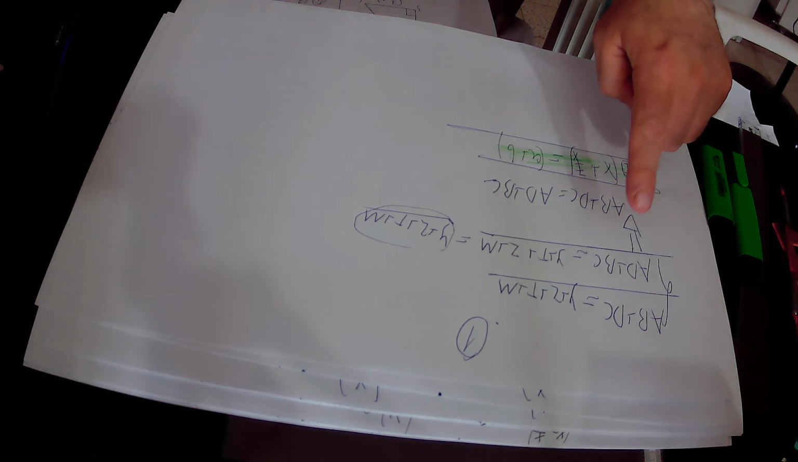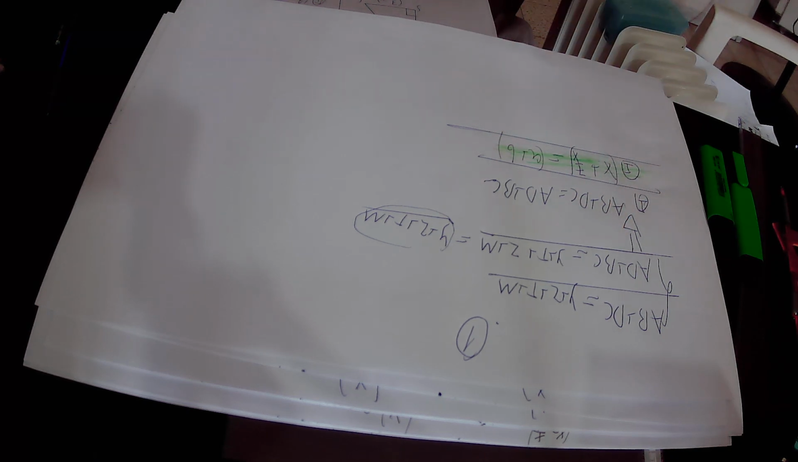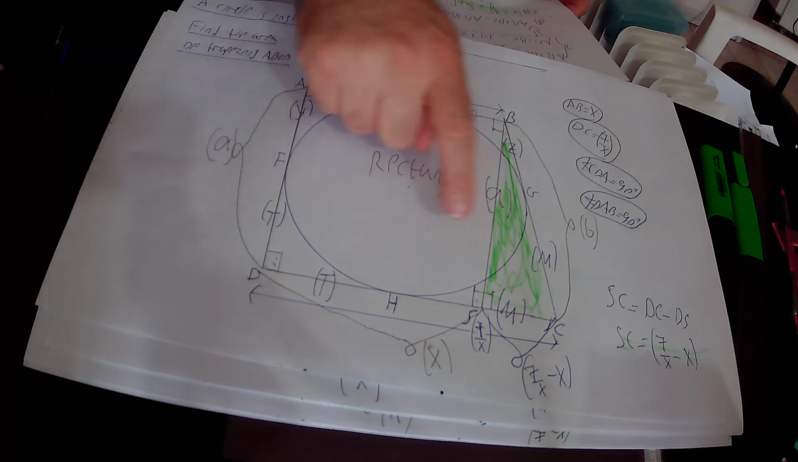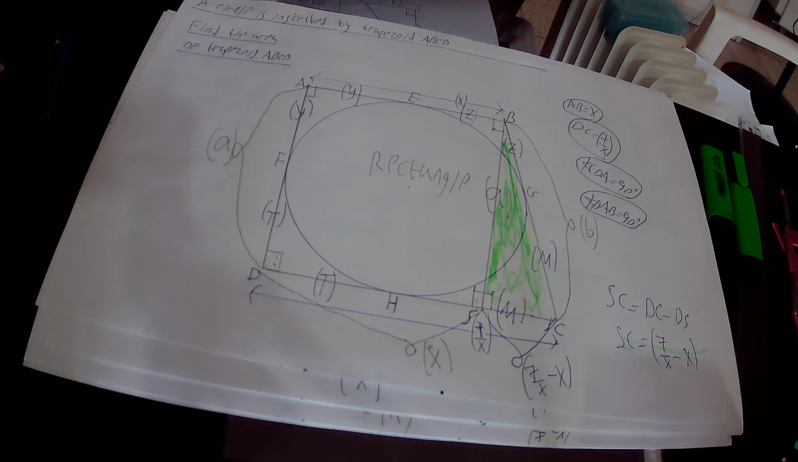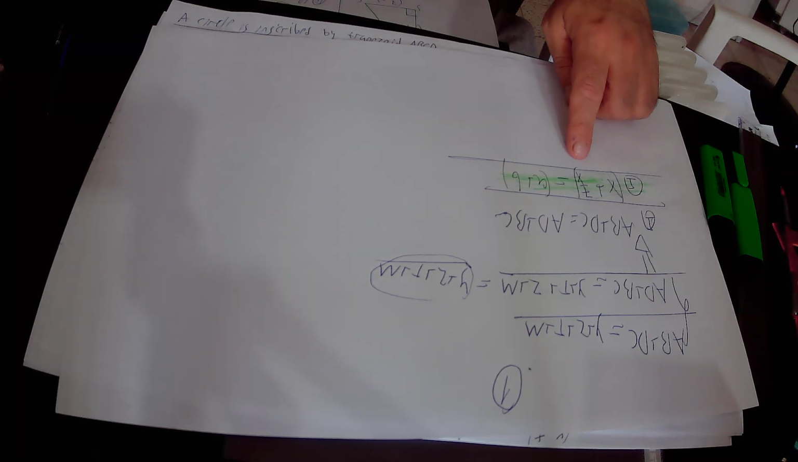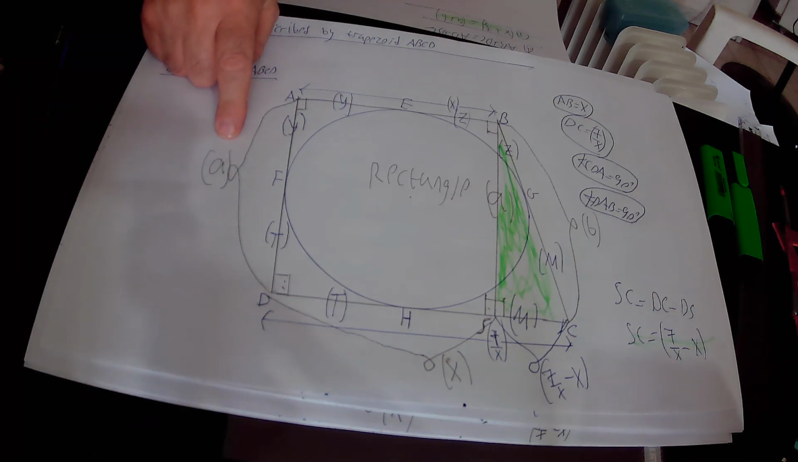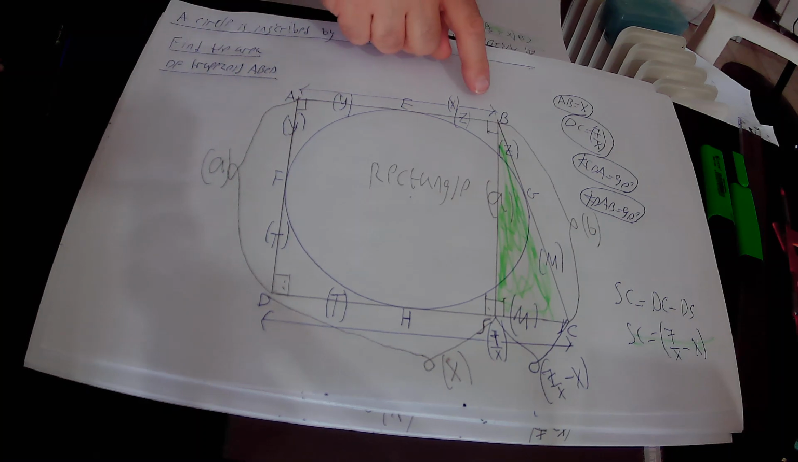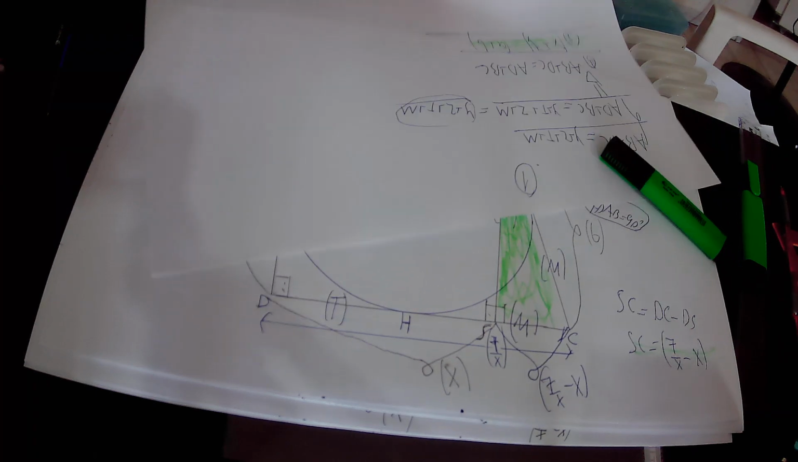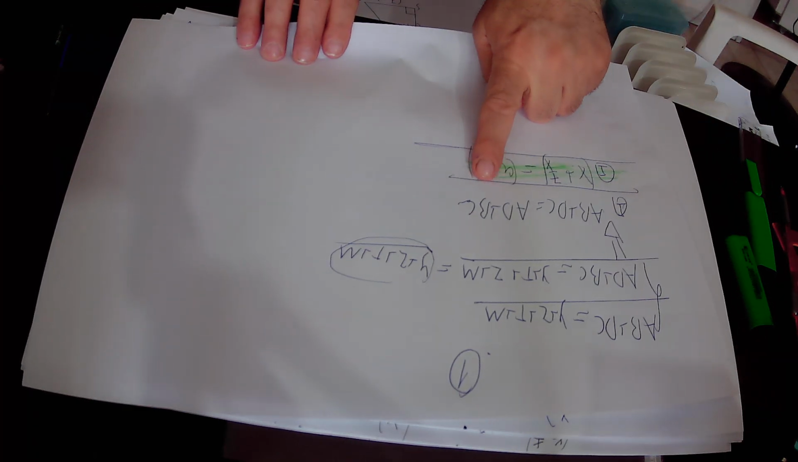That is to say, AB plus DC must be equal to AD plus BC. AB equals X according to what is given in the equation. DC equals 7 over X according to what is given in the question. So AB is X, DC is 7 over X, AD is A according to our definition, and BC is B according to our definition.